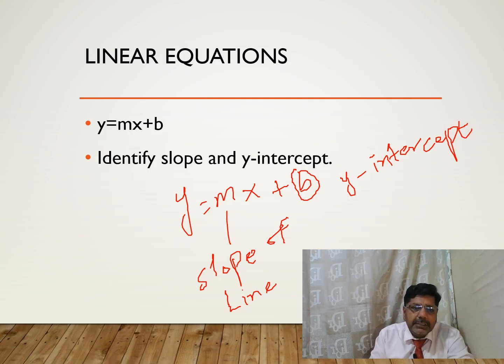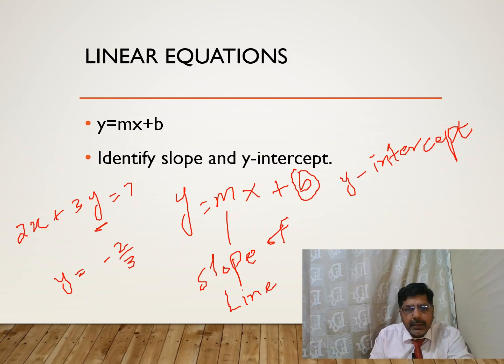And in the previous equation, for example, I wrote 2x plus 3y equals 7. So here we need y on this side. So it will be y is equal to minus 2 over 3x plus 7 over 3. So this is the slope of the line, minus 2 over 3, 2 rise, 3 run, and here is the y-intercept. This value is called the y-intercept.